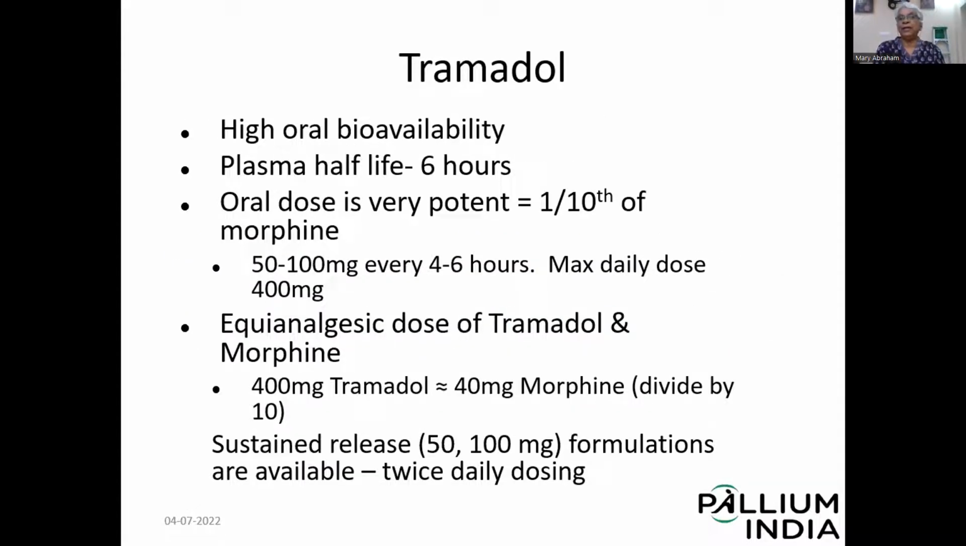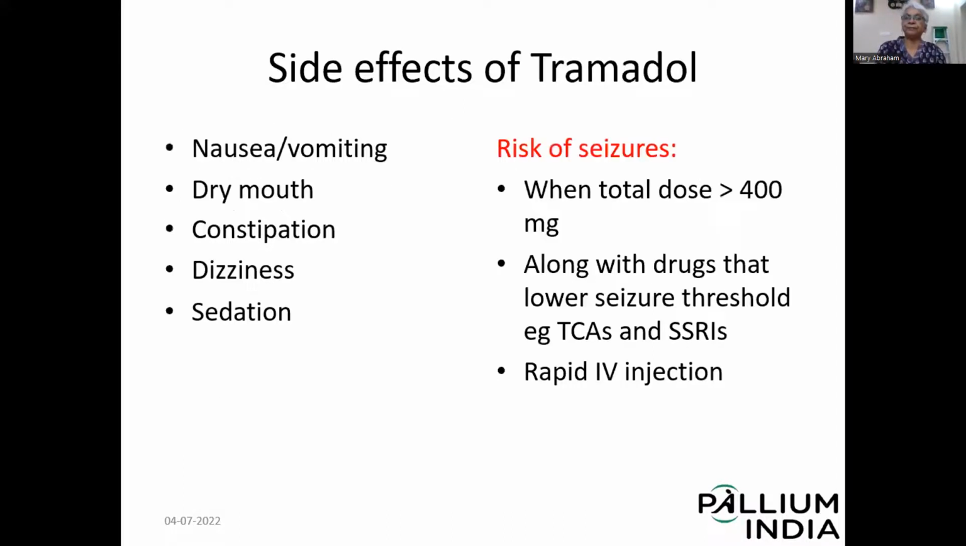Now tramadol has a high oral bioavailability. Its plasma half-life is 6 hours. Its oral dose is very potent. It's 1/10 as potent as morphine. That means 40 mg of morphine is equivalent to 400 mg of tramadol. So the dose is 50 to 100 mg every 4 to 6 hours, and you can go up to 400 mg. Nowadays, sustained release formulations with twice daily dosing are also available.